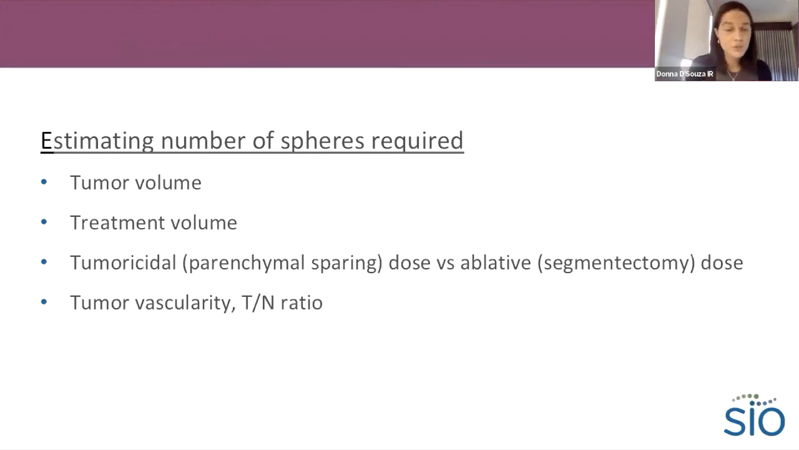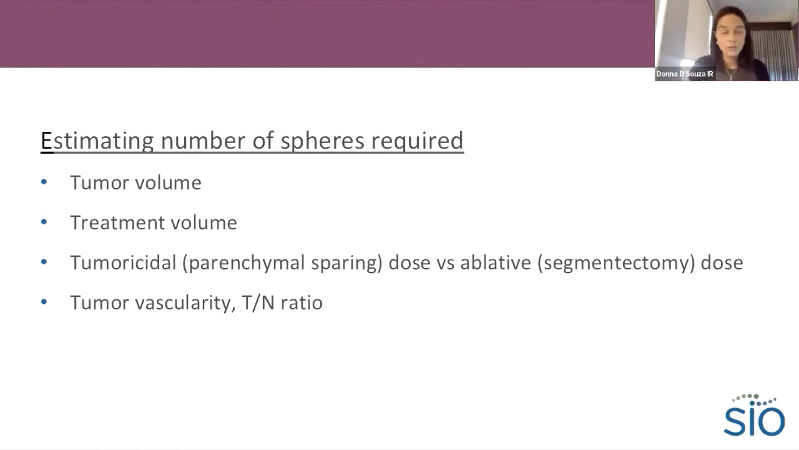Do you want a tumoricidal dose where you're just looking to kill the tumor but spare the surrounding parenchyma, or are you looking for an ablative dose where you ablate the tumor and the area around the tumor, which is a segmentectomy? And then the other things to consider are the tumor vascularity, which when we're calculating or estimating that, we estimate the T to N ratio. And so taking all these factors into account, you can think about the number of spheres that you need.